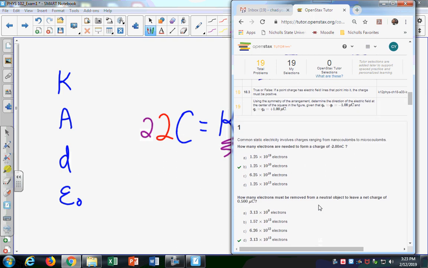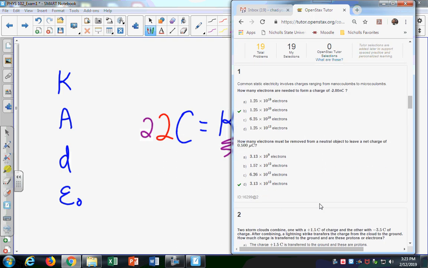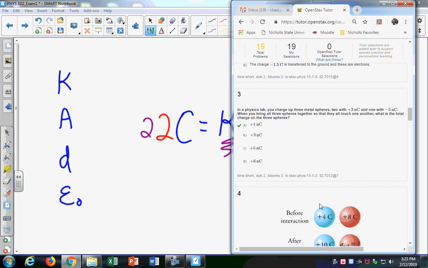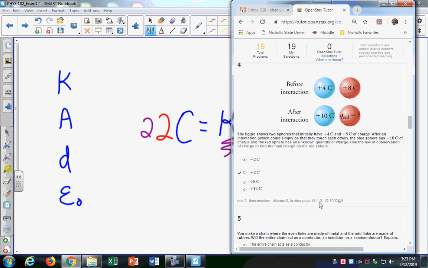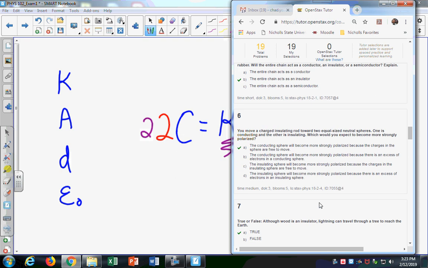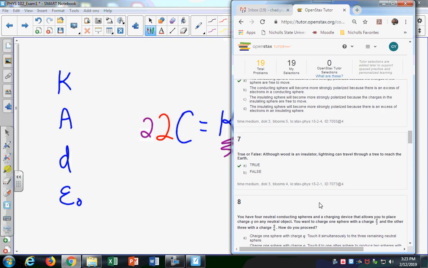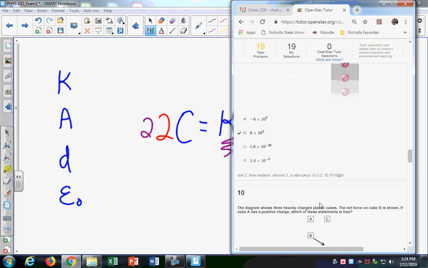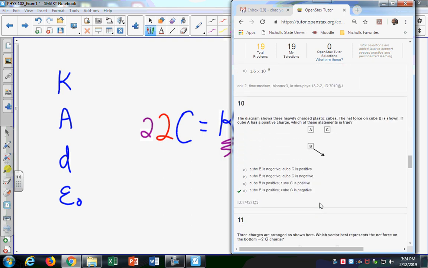These are sort of basic things about charging objects, polarization, charging by conduction and induction. You're going to have a handful of questions, 3 or 4, that are about sort of the basics of charge. Any of these stand out to y'all that you were confused about?